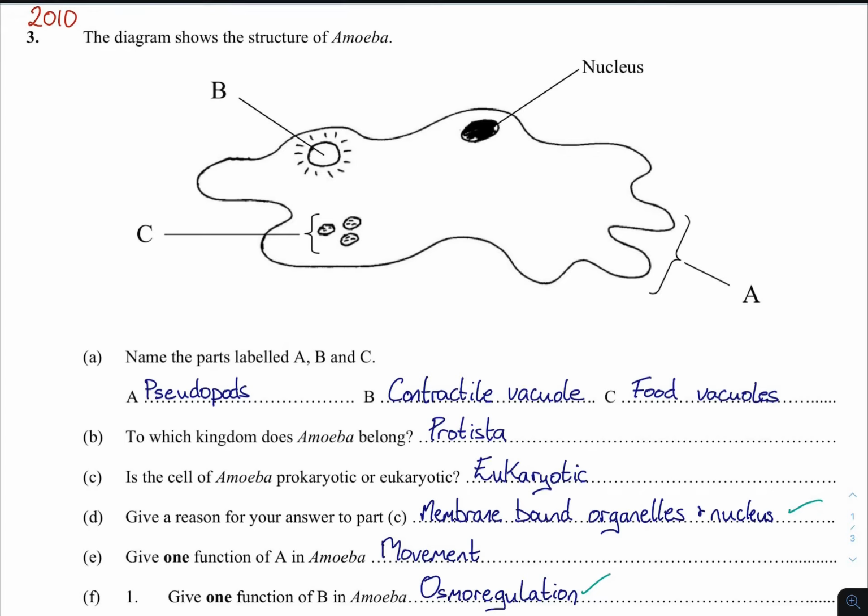So, A over here is the false feet, also known as the pseudopods. I think I'm pronouncing that right. So, the pseudopods or the false feet. You could actually say either. The marking scheme allows for both.